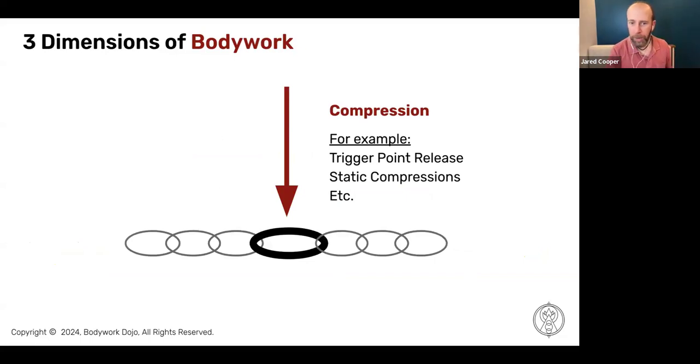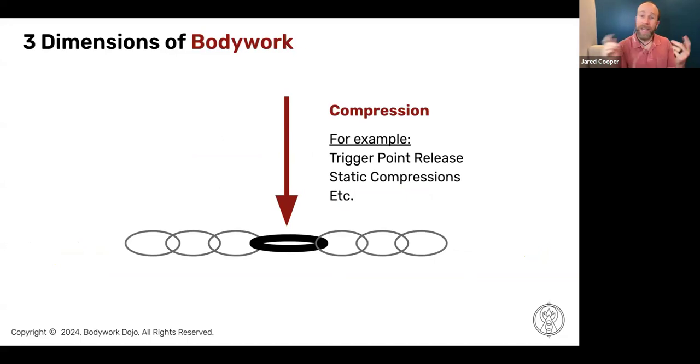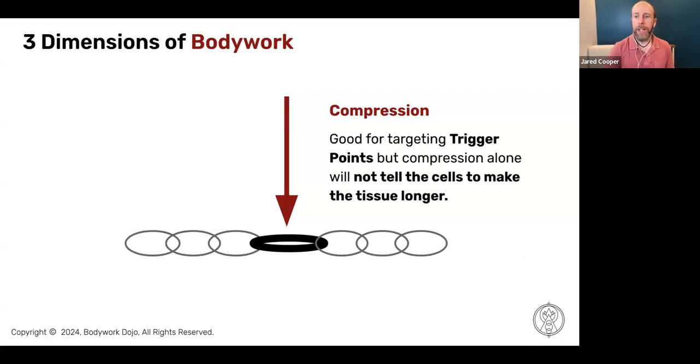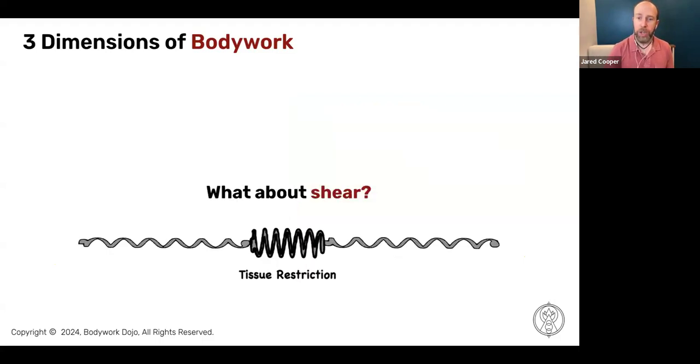Well, again, let's go back to our little model of rings here. And what do you get? You just got a flat middle ring. What that does not do is it doesn't tell any of the cells that are in that area that you need the collagen to be remodeled in a lengthened position. All it does is tell them that they need to remodel in that spot, but it does not increase the length of that adhesion or that restriction. So that alone won't do it. It's good for targeting trigger points, but compression alone will not tell the cells to make longer tissue. That's the problem with compression alone.